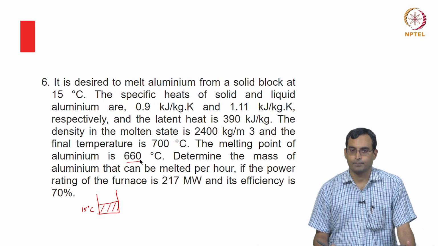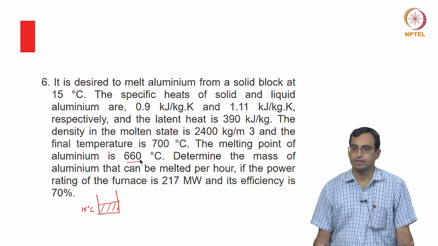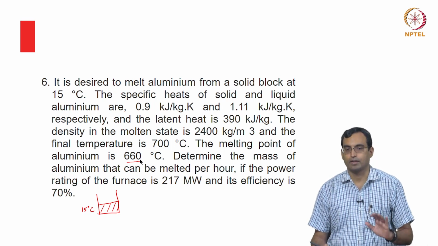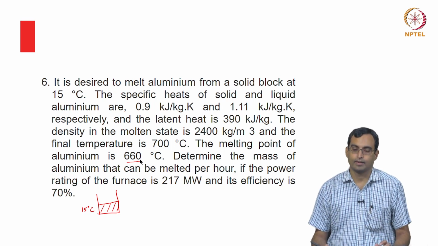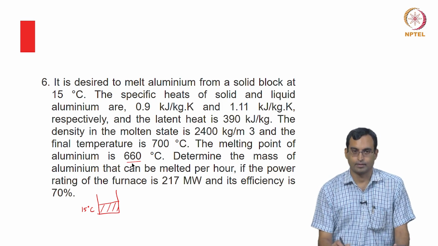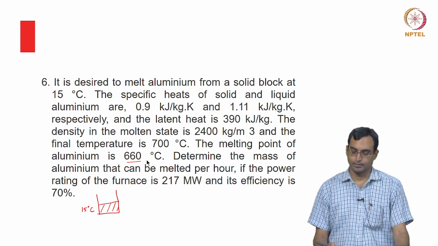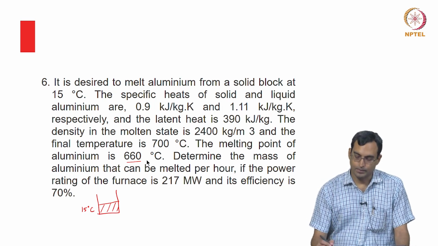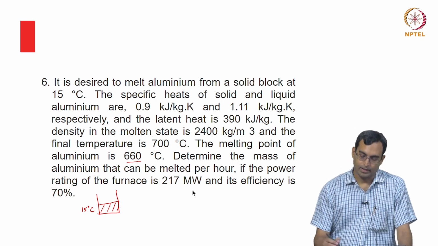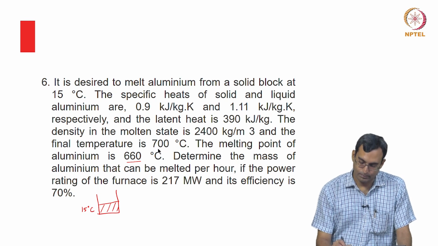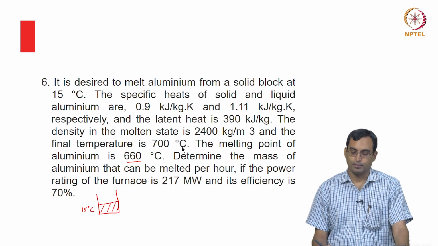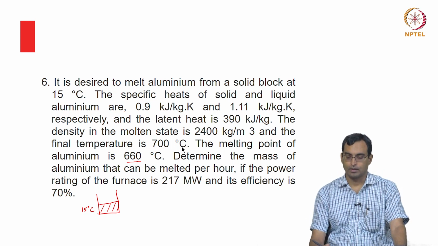start melting. While it is melting, the temperature does not change, but its volume changes, its state changes. It was initially solid, it becomes liquid, and once all of it is molten, we are left with liquid aluminium at 660 degrees centigrade. And we are continuing to heat. Once it is all liquid, its temperature starts to increase, and finally, we are left with liquid aluminium at 700 degrees centigrade. We are asked to find out how much aluminium can be melted per hour.